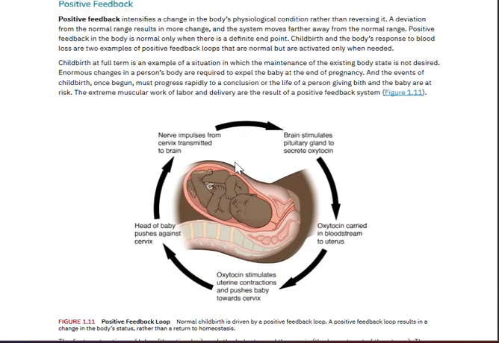There's also positive feedback. It's just the opposite. So here we have a picture. Nerve impulse from cervix transmitted to brain. Brain stimulates pituitary gland to secrete oxytocin. Oxytocin carried in bloodstream to uterus. Oxytocin stimulates uterine contraction, pushes baby towards cervix. And then nerve impulses from cervix are transmitted to brain again. So it just keeps going.